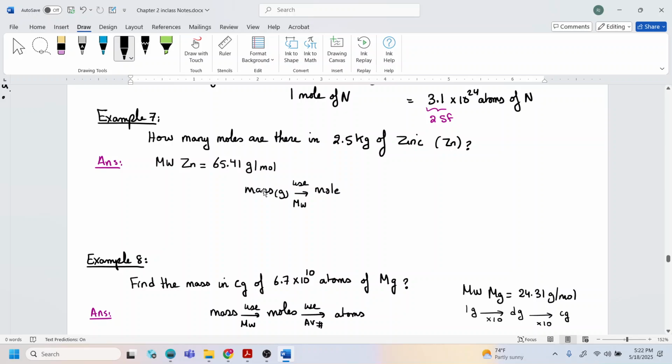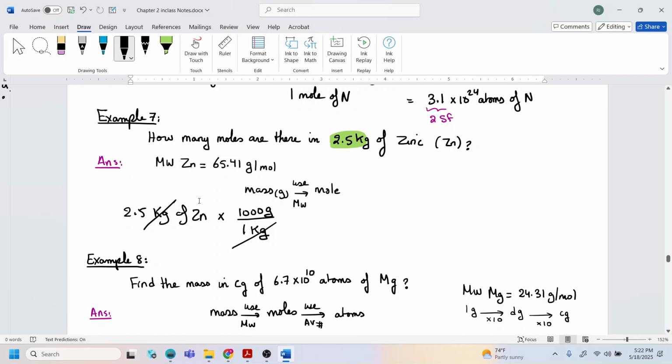Let's start with the mass. It says here in grams, but I'm given it in kilograms. So I'm going to start with the kilograms and change that into grams. So I'm going to start with 2.5 kilograms of zinc, right? And I'm going to multiply this. I know that I'm going to change the kilograms into grams, so I want to cancel the kilograms. I know that for every 1 kilogram, that is equivalent to 1,000 grams in there. So I can easily cancel the kilogram.